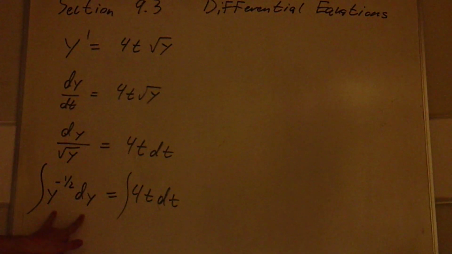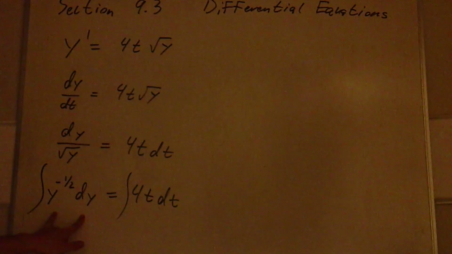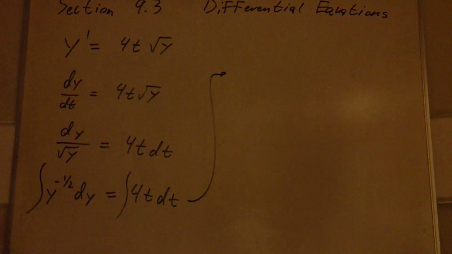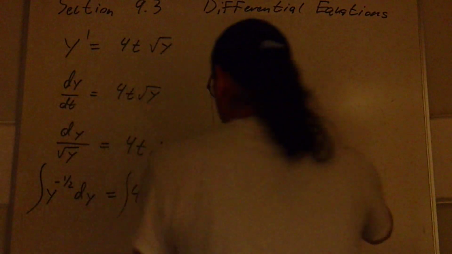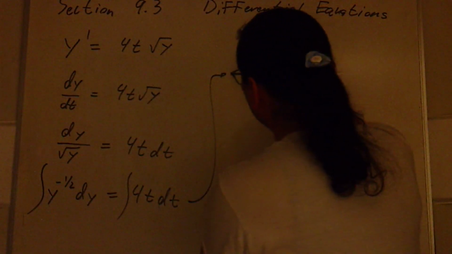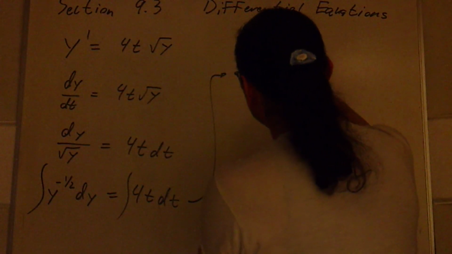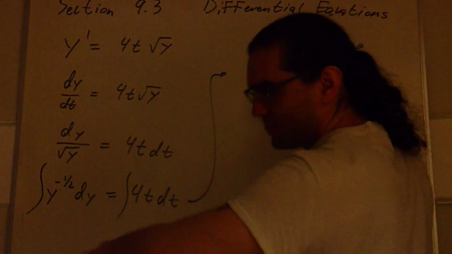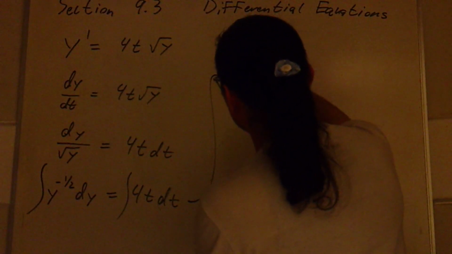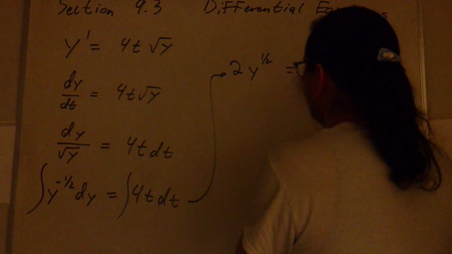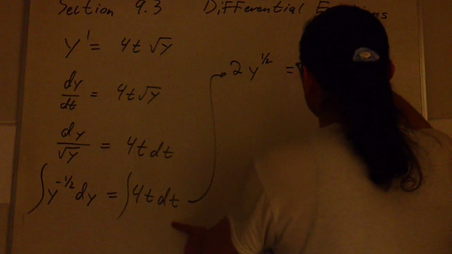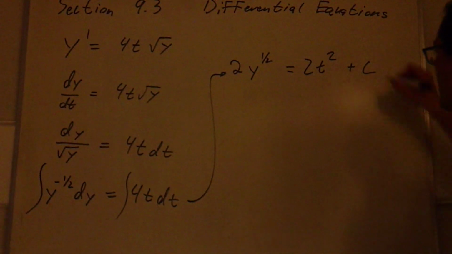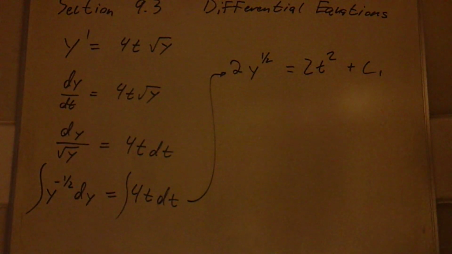The integral of y to the negative 1/2. I'll come up here for this. The integral of y to the negative 1/2 is y to the positive 1/2 divided by 1/2, but dividing by 1/2 is the same as multiplying by 2. The integral of 4t dt is going to be 2t squared. I only need one c. I'm going to call it c1 because it's probably going to change.